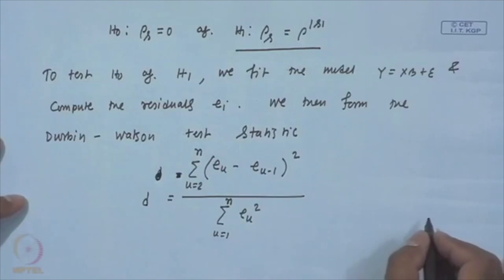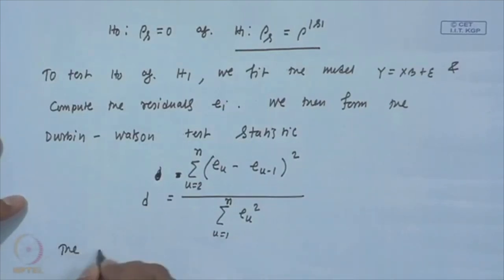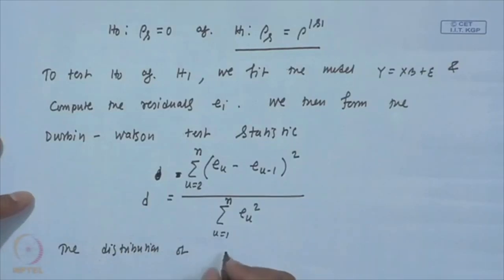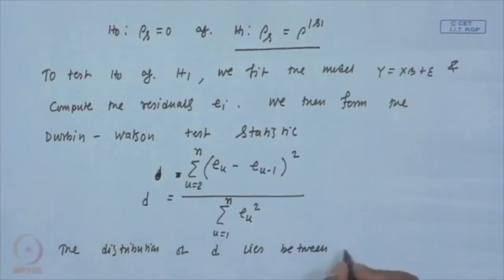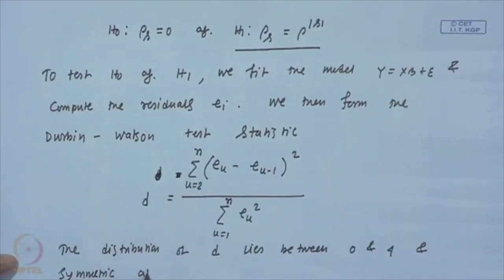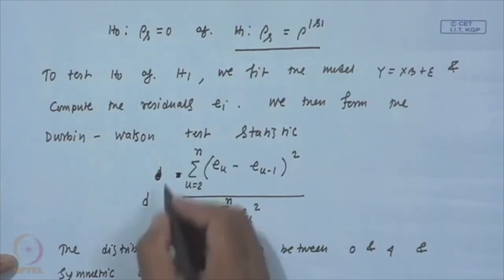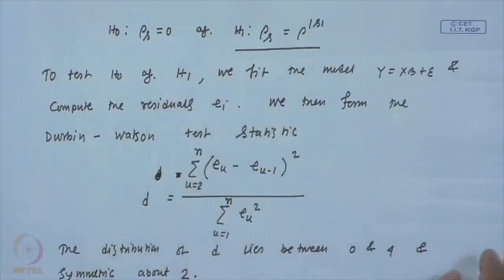Okay. So, the distribution of d lies between 0 and 4, and the distribution is symmetric about 2. Okay. So, we know the test statistic to test this hypothesis, and now we will be talking about what the critical regions are, when to reject and when to accept.